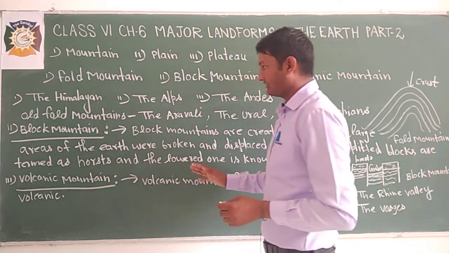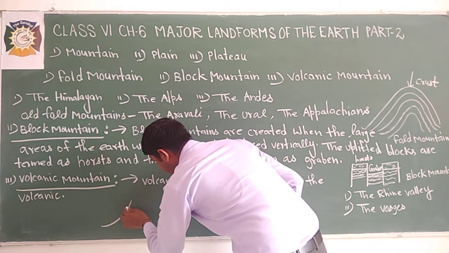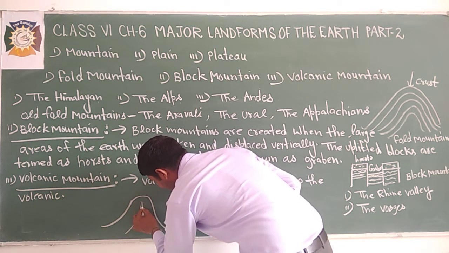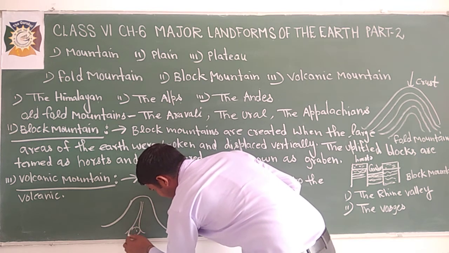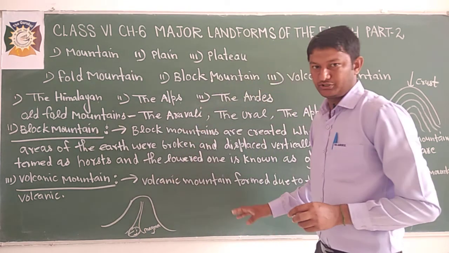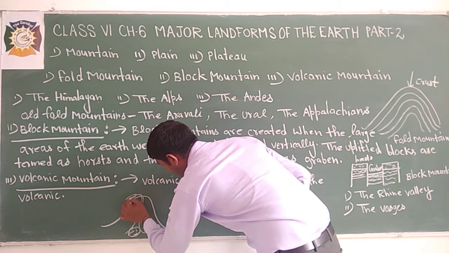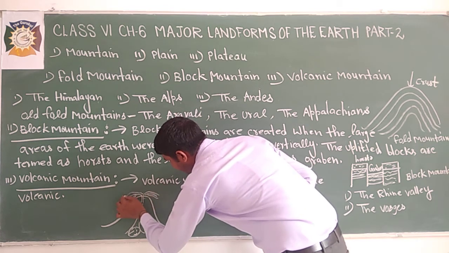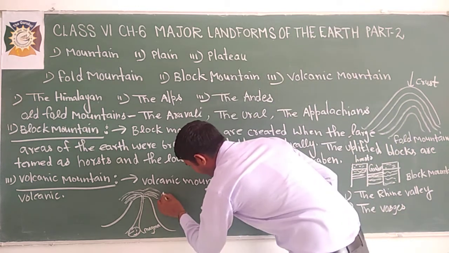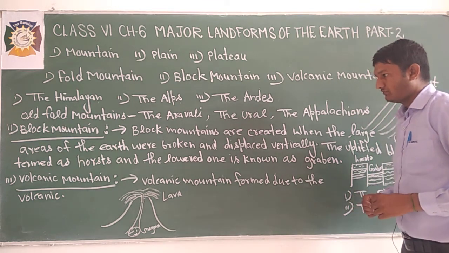Now I will make you understand with the help of the picture or the diagram. Let us see. Suppose this is a mountain, and under this mountain there is magma. Due to the heat and the pressure, this magma comes out on the surface of the earth. It becomes solid, and after the solidification process it leads to the formation of the volcanic mountain. This is lava. In this way it leads to the formation of the volcanic mountains.